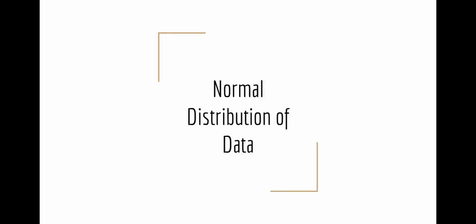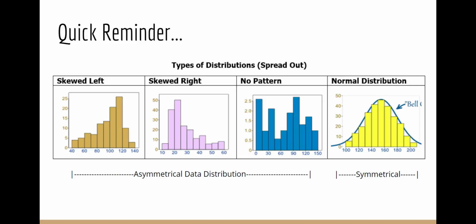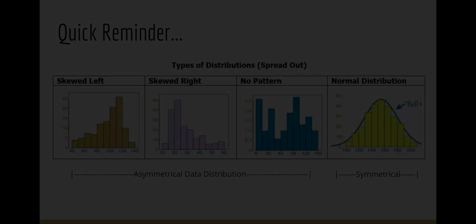All right, everybody. Today we are going to talk about the normal distribution of data. A quick reminder about what the distribution of data kind of looks like. It's either asymmetrical, which in other words is unsymmetrical, or it's symmetrical. The three patterns to the left, skewed right, or no pattern, are obviously asymmetrical data distributions. The normal distribution is symmetrical. It has a bell-shaped curve, and that's really what we're going to hammer down today.